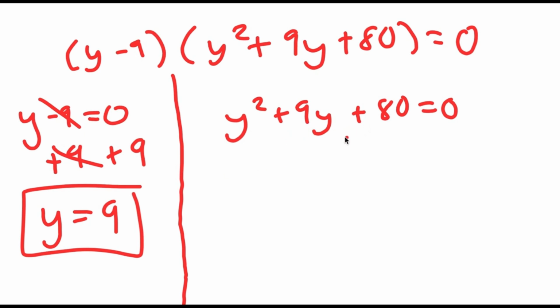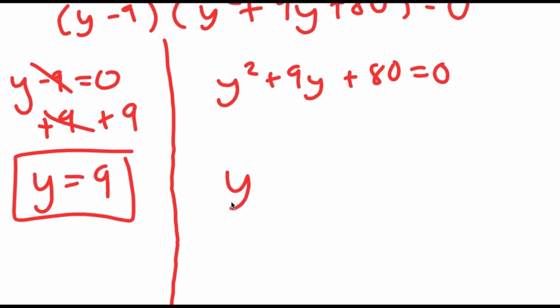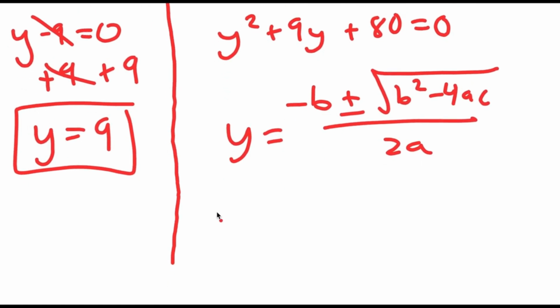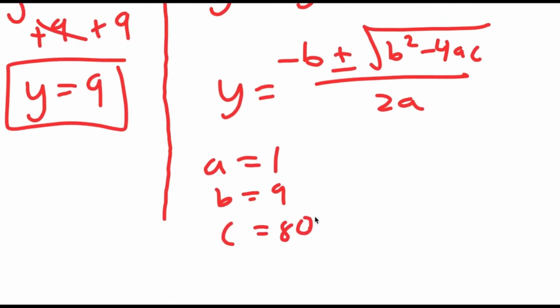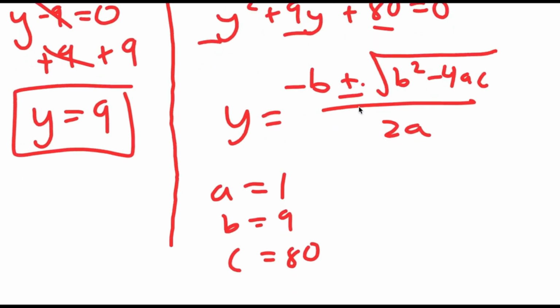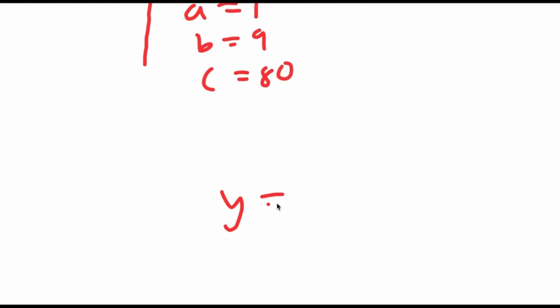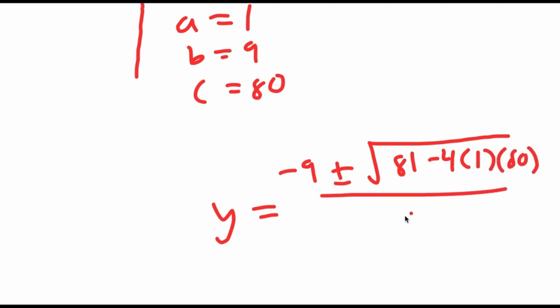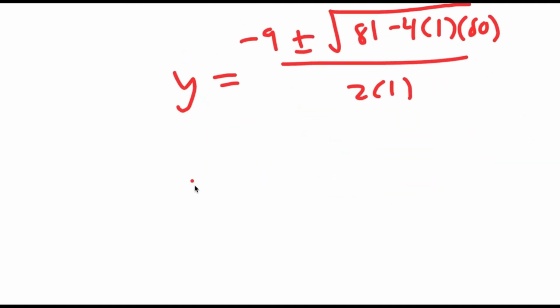Now for y squared plus 9y plus 80 equals 0, to solve this, I'm going to use the quadratic formula, which is negative b plus or minus the square root of b squared minus 4ac all over 2a. So in this case, a is 1, b is 9, and c is 80. So I get y is equal to negative 9 plus or minus the square root of 9 squared, which is 81, minus 4 times a, which is 1, times c, which is 80, all over 2a, so 2 times 1.